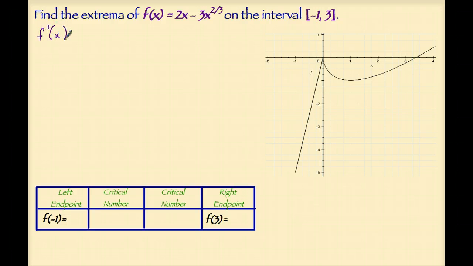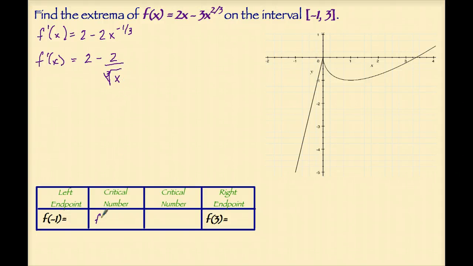F prime of x is equal to 2 minus 2x to the -1/3 power. If I rewrite this without a negative exponent, I'll have 2 minus 2 over the cubed root of x. We can clearly see that there is a place where the derivative is undefined, and that is at 0. And so this makes 0 a critical number of our function. Remember, we're looking for places where the first derivative is undefined or is equal to 0.